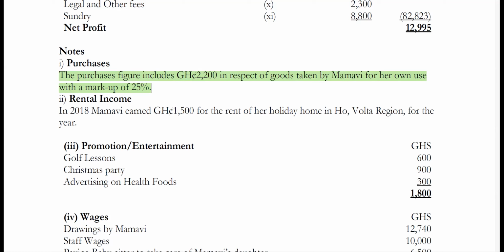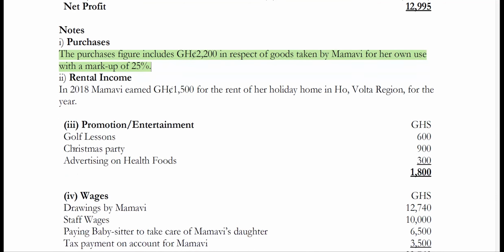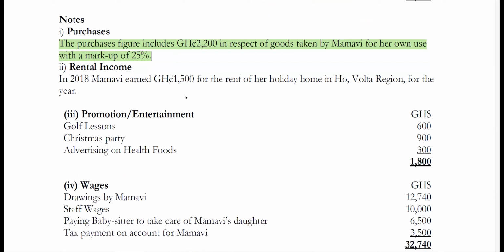So this one, it's like drawings. Once there's profit on it, and they have given us the markup, you have to find the cost and add it back. Is it right? Okay. Any other?